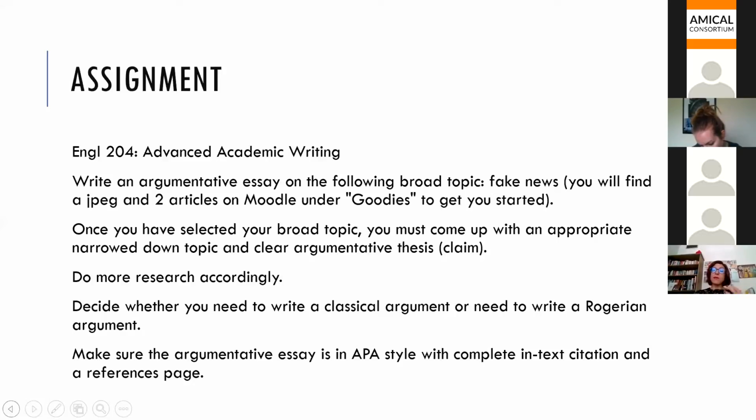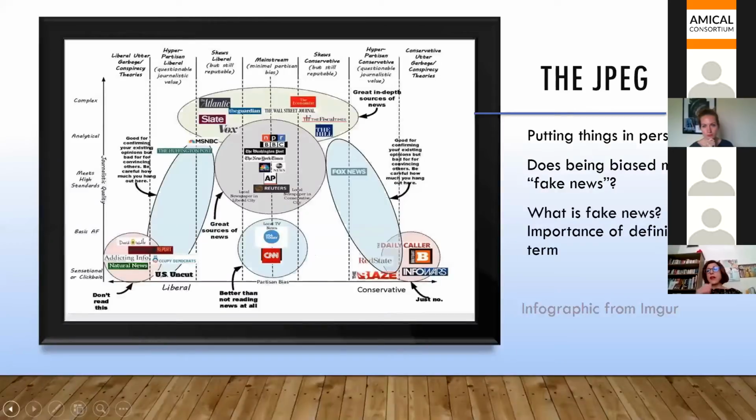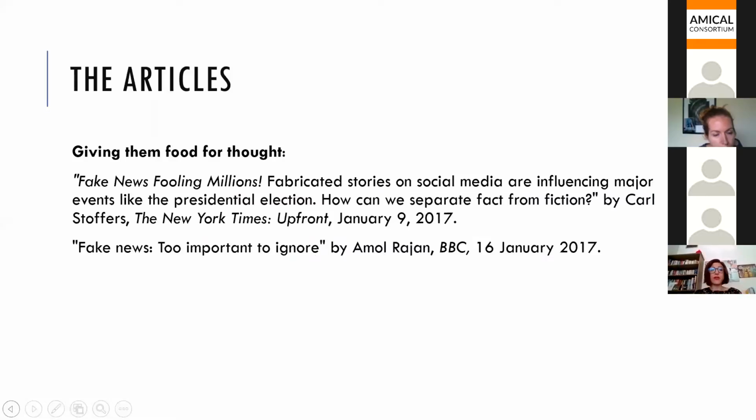And then they had to obviously document everything and have proper in-text citation, etc. Now, this was the image that I shared with students because I really wanted them to start to think, when we talk about fake news, do we really mean biased news? What is the real definition of fake news?